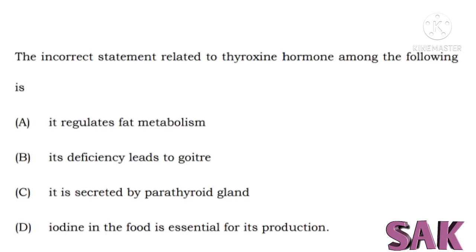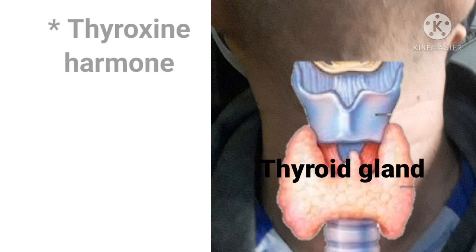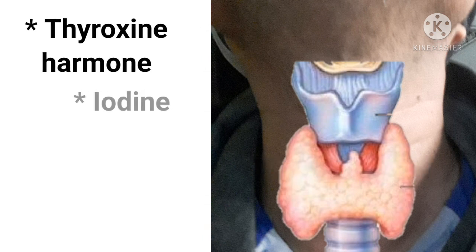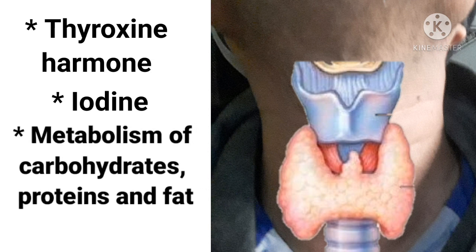Next question. The incorrect statement related to thyroxine hormone among the following is. Let us answer this question after knowing about thyroxine. Thyroid gland is located in the neck region. Thyroid gland produces thyroxine hormone. Iodine is necessary for the production of thyroxine hormone. Thyroxine regulates carbohydrate, protein and fat metabolism. Deficiency of iodine in our food causes a disease called goiter.